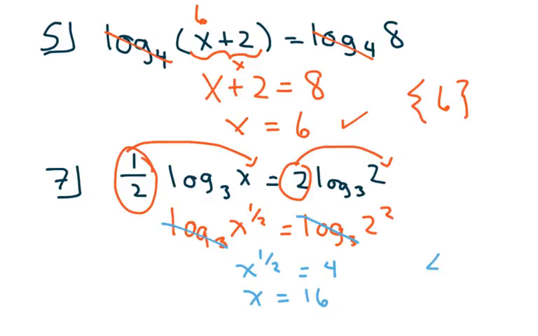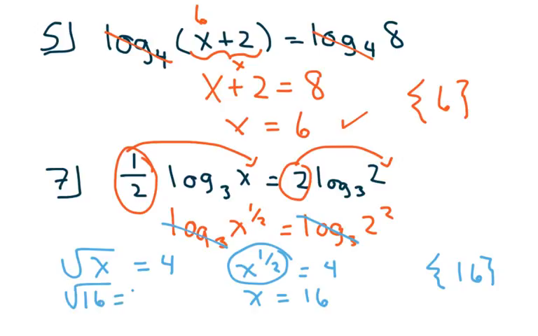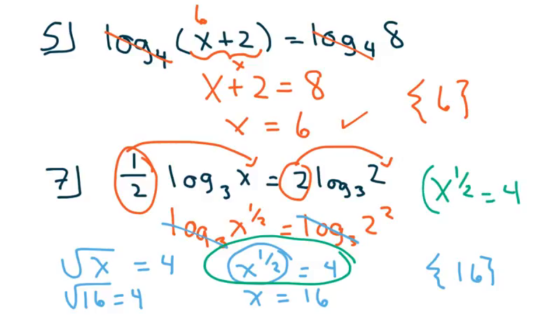Clearly that works. And don't forget, x to the 1/2 is really the square root of x equals 4. So then you could do the square root of 16 equals 4. Or when you see this, x to the 1/2 equals 4, you could just square both sides. Because 1/2 squared is x, and then 4 squared is 16.